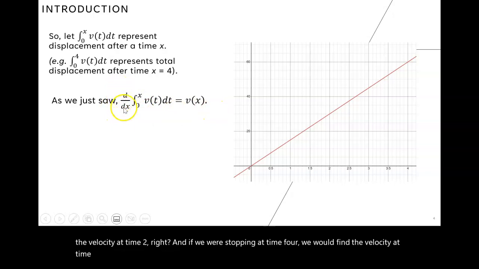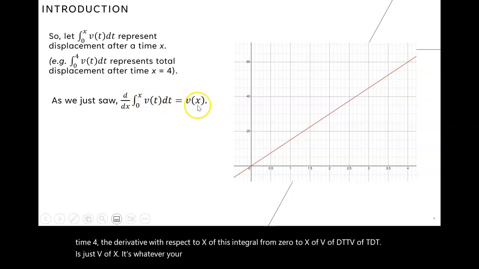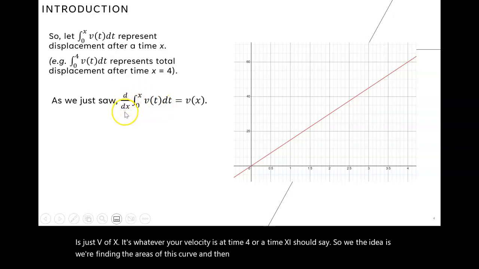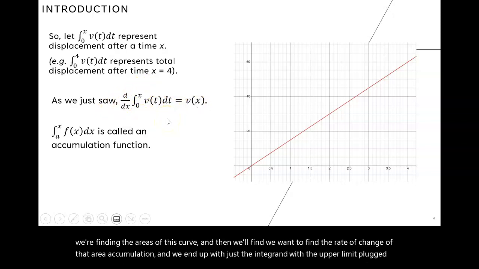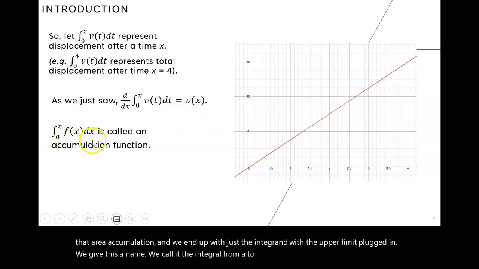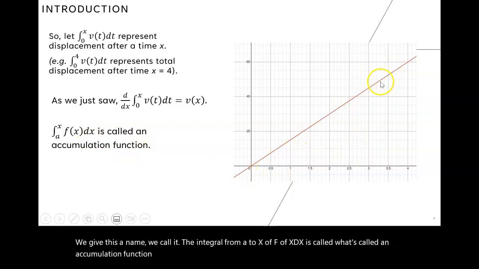So the derivative with respect to x of this integral from 0 to x of v of t dt is just v of x. It's whatever your velocity is at time 4, or at time x, I should say. So the idea is we're finding the area under this curve, and then we want to find the rate of change of that area accumulation. And we end up with just the integrand with the upper limit plugged in. We give this a name. The integral from a to x of f of t dt is what's called an accumulation function. We're accumulating area underneath the curve.